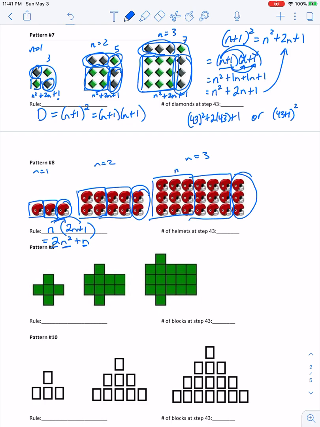So this is an n squared plus an n squared, which is your 2n squared, plus another n. This is an n squared plus an n squared plus another 2, which is another n. Here is an n squared plus an n squared plus another 1, which is another n. So it's 2n squared plus n. So you can use either one of those two, since those two things obviously equal each other, to do the number of helmets at step 43, and I'll let you do that.